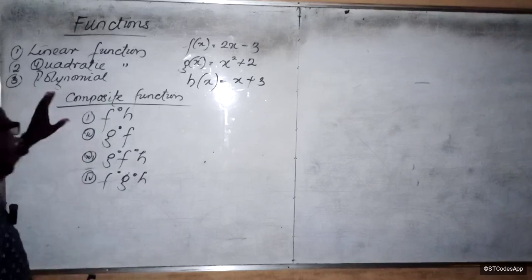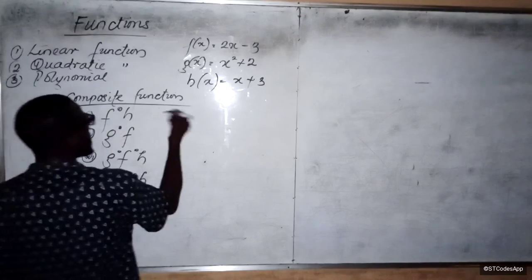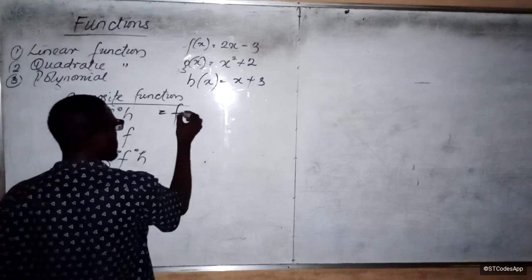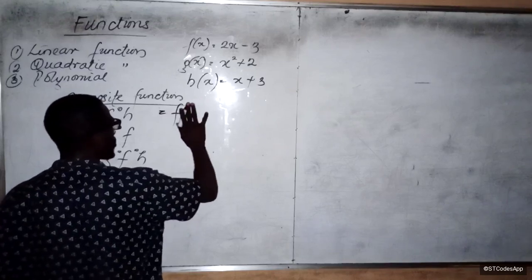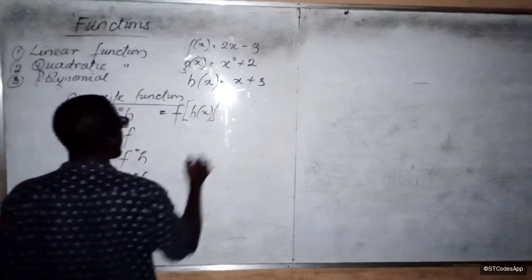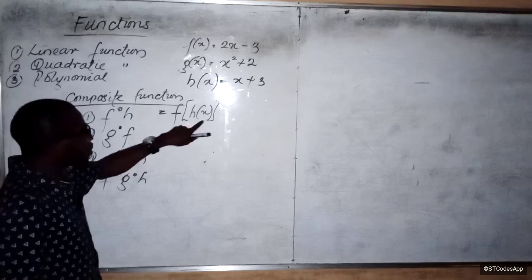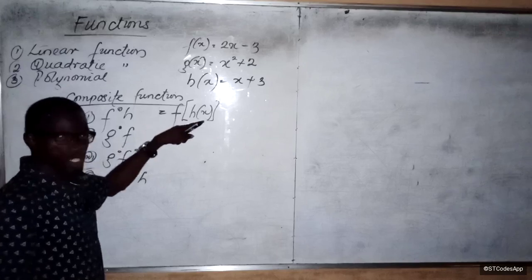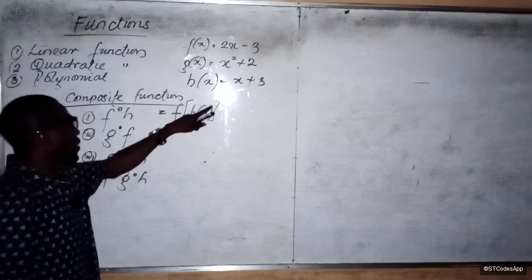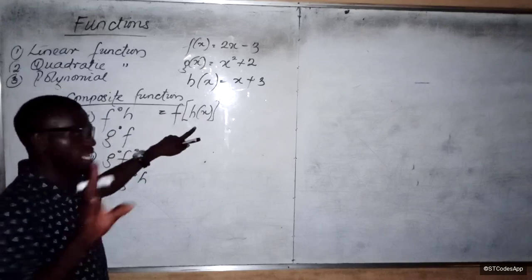Now, for a composite function, I could have f of h. What does f of h mean? This can be rewritten as f of, using a square bracket first, f of h of x. Why? Because this is saying I'm going to plug in my h, which is a function of x, into my function f of x. Do you understand? Let me explain further.